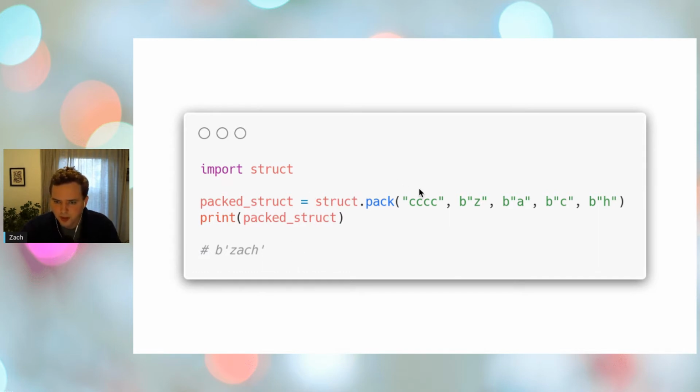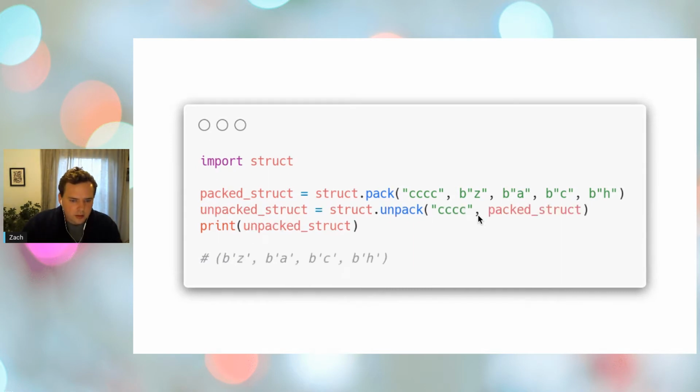Similar to integers, we can do the same thing with characters. So if I wanted to store as a binary struct the letters of my name, Z-A-C-H, well, I can use the format string CC, and then I'm going to get this binary string Zach. And I can also unpack binary. Just like I can pack to binary, I can unpack from binary using the same format string. So if I pack up the letters of my name and I unpack that to a new variable called unpacked struct, that's going to give me a tuple of each of the characters in that struct. In this case, again, the letters of my name stored in binary.